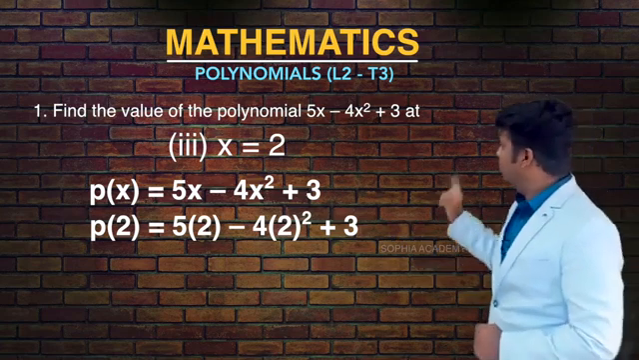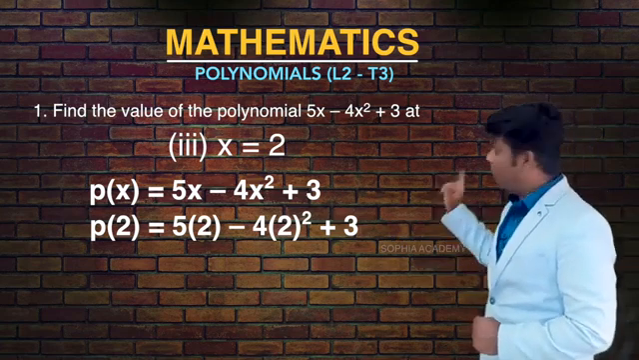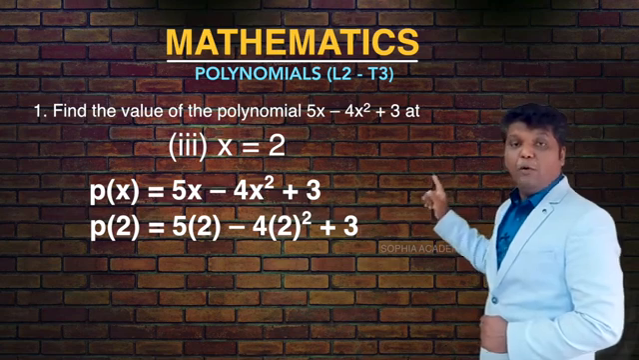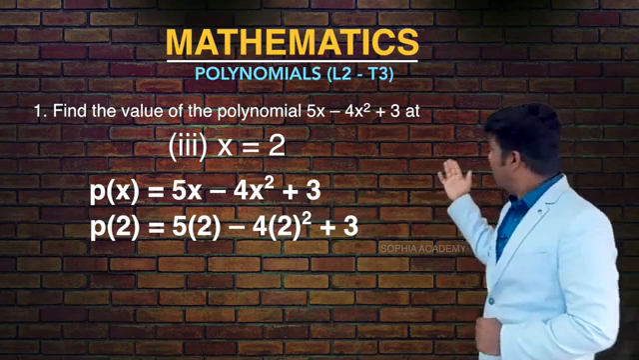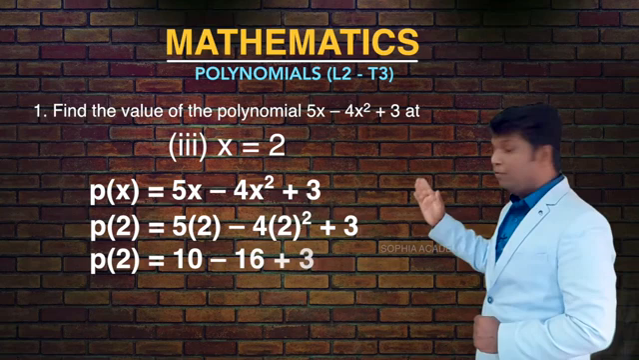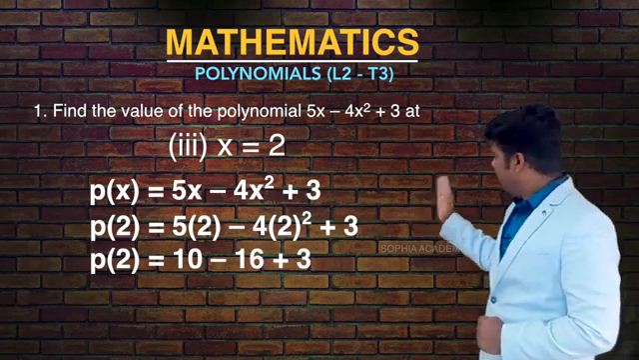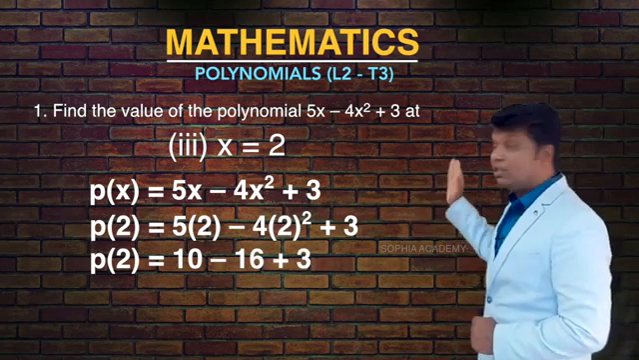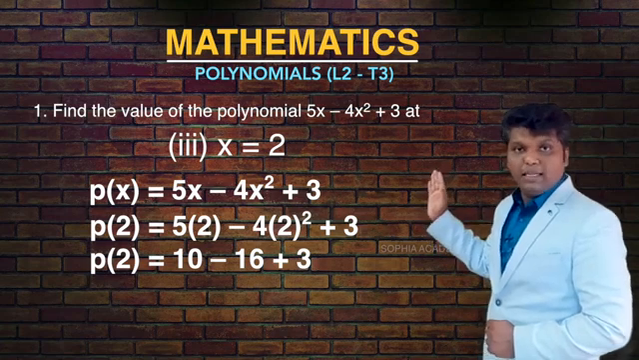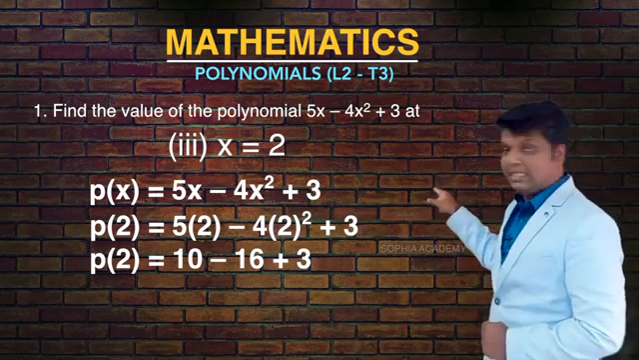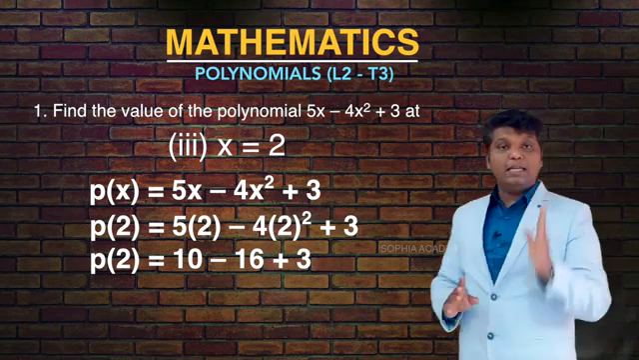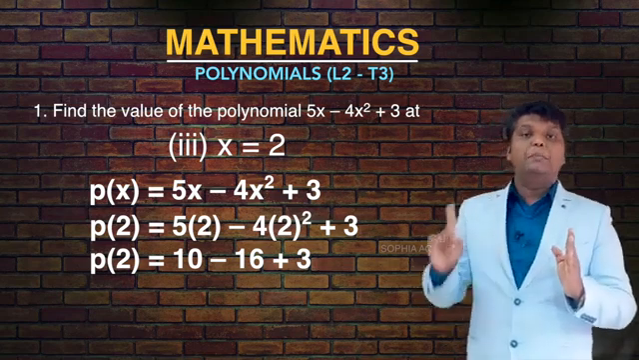P of 2 is equal to 5 into, it was 5x, so 5 into 2 minus 4 into 2 square plus 3. That is equal to 5 2s are 10 minus 4 into, what is the square of 2? 2 square, it is 4. So 4 into 4, it will be 16 plus 3. So 10 minus 16 plus 3.